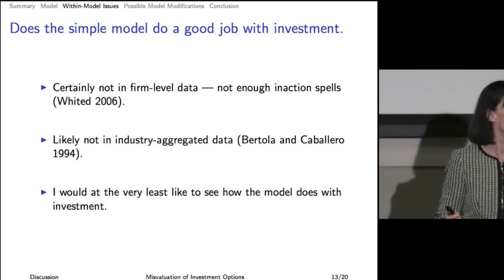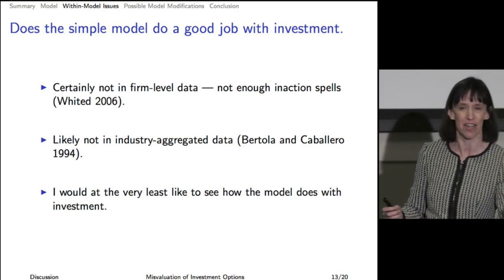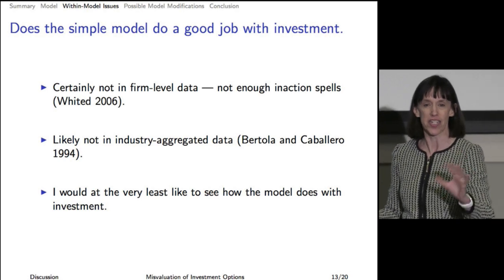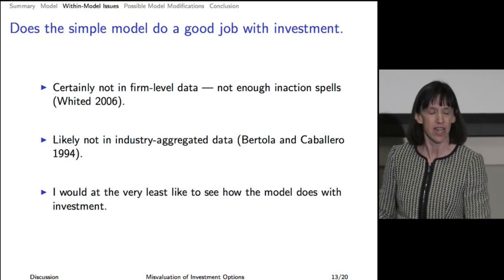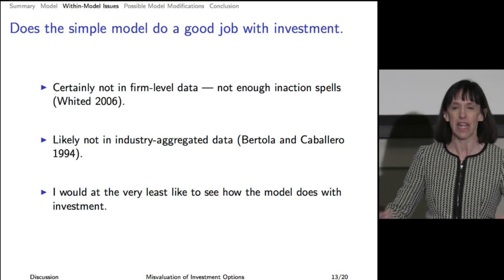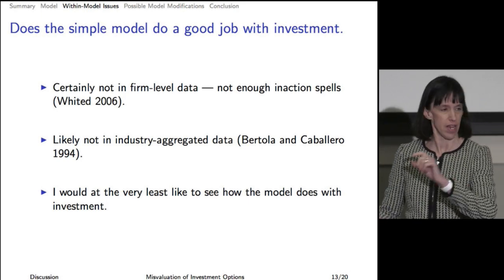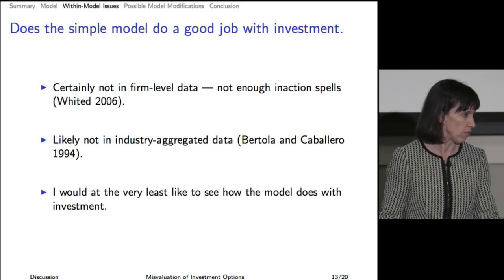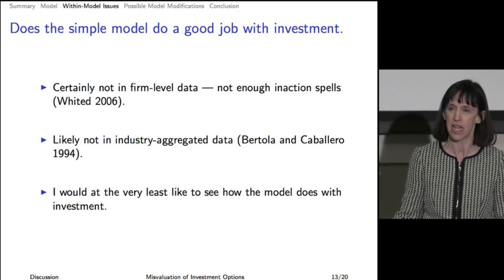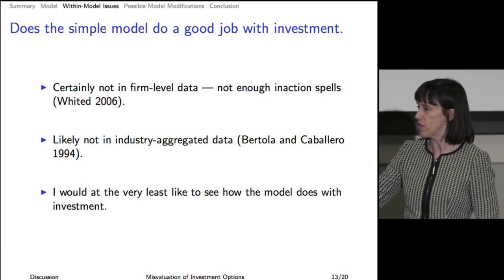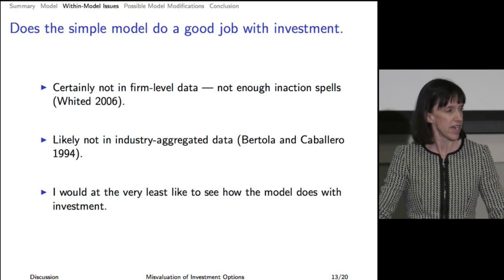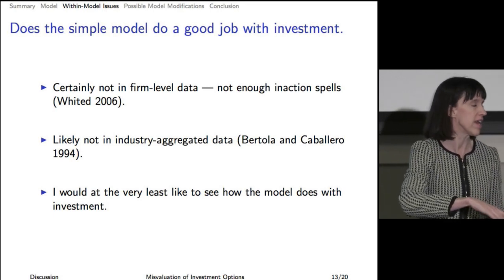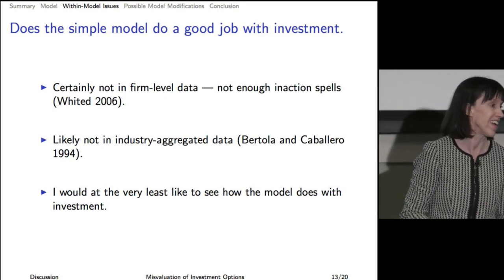There's this old paper by Bertola and Caballero that says that these irreversibility models work not so well in aggregated data. Nonetheless, I'd still be interested to see two things: how well the model works to help us understand investment, but also I'd like to see the authors use some investment data to help discipline the model. And I think that then the 0.32 would go away.